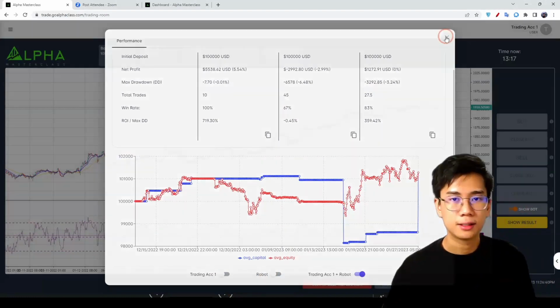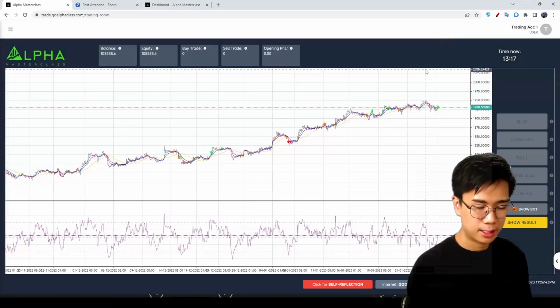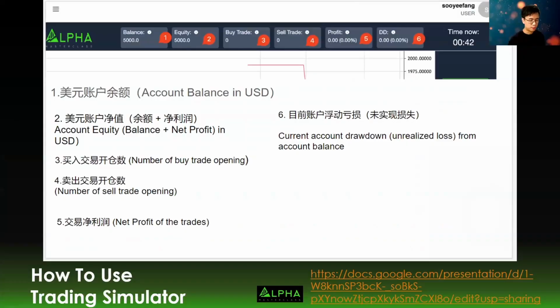Okay, so this is how the bot is trading. And let's go back to our slides. Can we see where the bot made the trades? Yes, definitely.